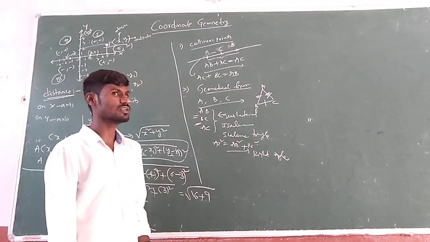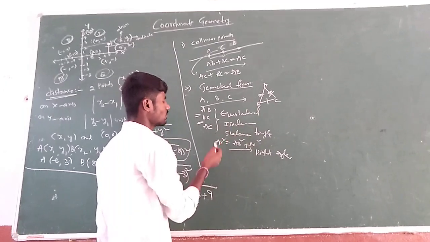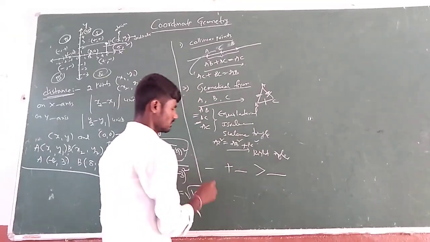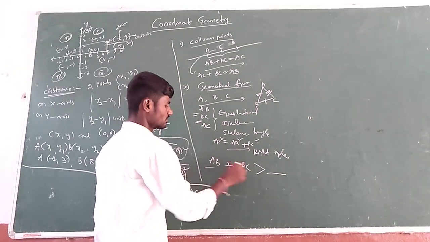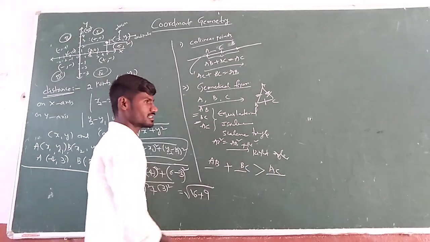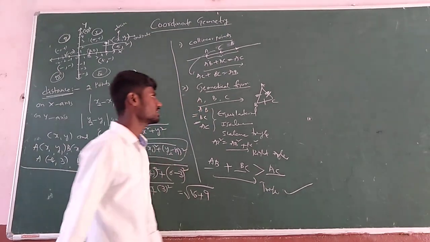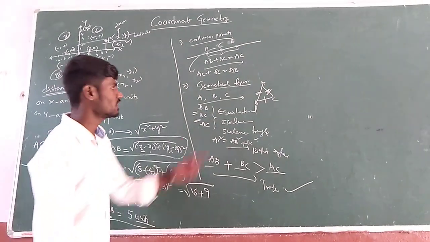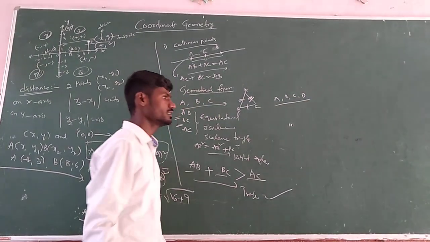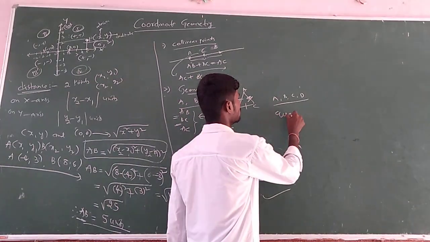If they ask whether a triangle is formed or not, the actual triangle property is that the sum of any two sides should be greater than the third side. After finding distances AB, BC, AC, the sum of any two should be greater than the third side. Then only can the triangle be formed. This is also a geometrical concept they may ask. If one more point is added, A, B, C, D, then we have 4 points and we get a quadrilateral.